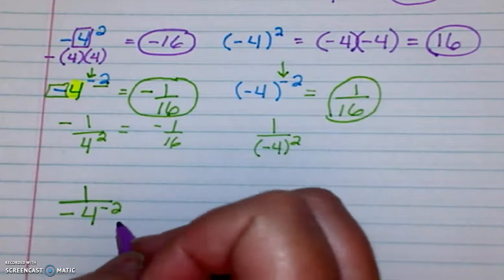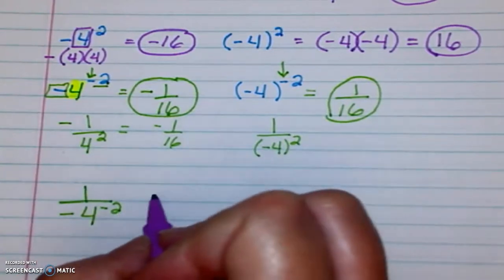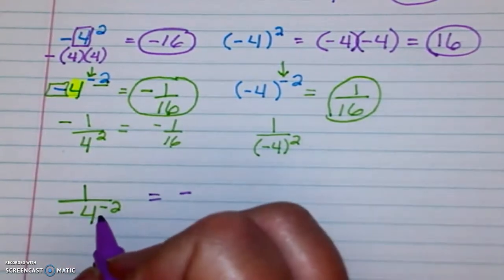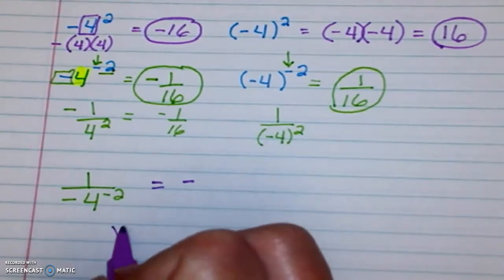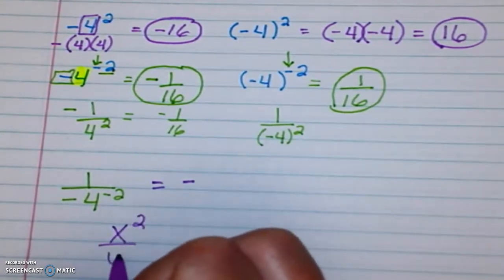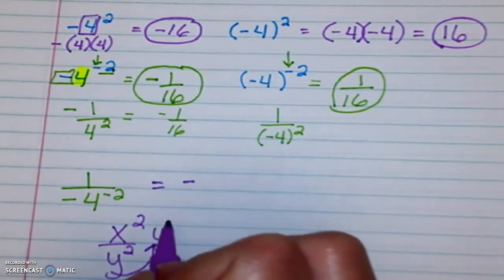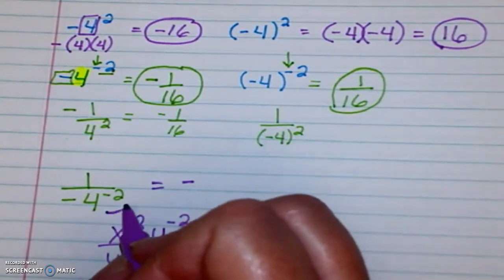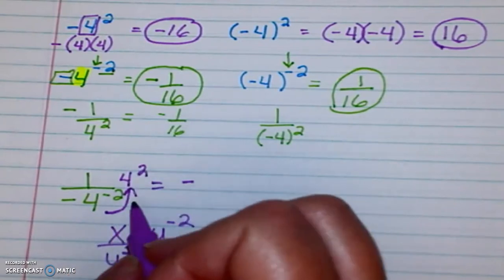So the negative is not really associated with the 4, but a positive divided by a negative is a negative, so I know my answer will be negative. Remember in the last, we're using the distributive property when I had x squared over y squared. I said we could move this y up, and that changes the sign of the exponent. I could do the same thing here. You're going to move that 4 up, and it changes the sign of the exponent.